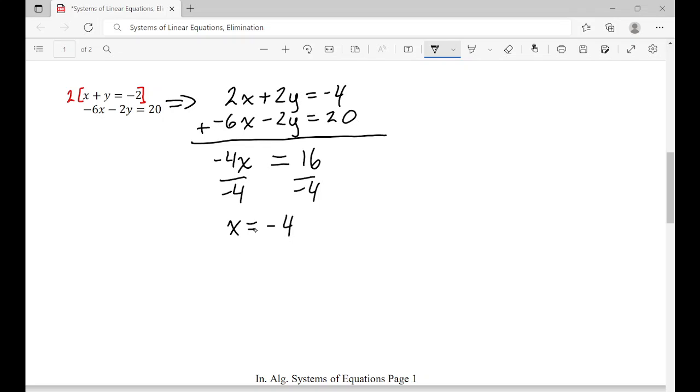Now I need to plug this back into one of my equations. I can do one of these if I want to, or one of the original, whichever you choose. I'm going to choose the one in the red bracket because I think it's just easier. So negative 4 plus y equals negative 2. Add 4 to both sides. y equals positive 2. So my solution for this system is negative 4 and positive 2.